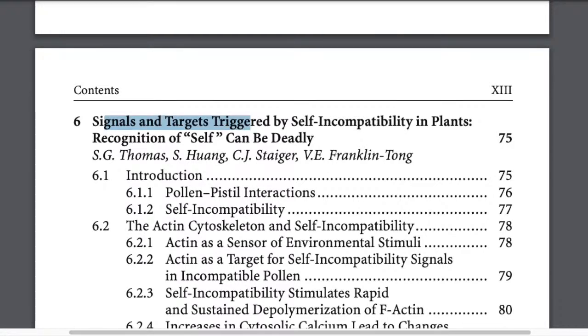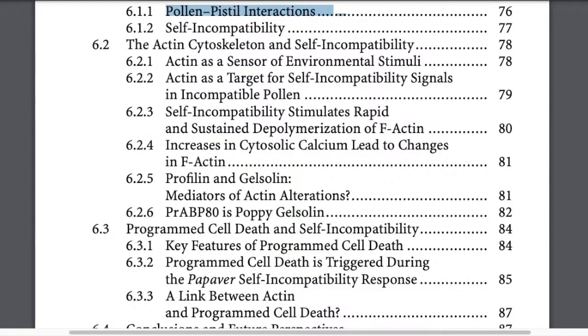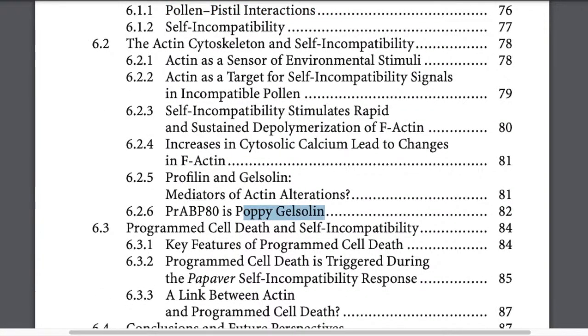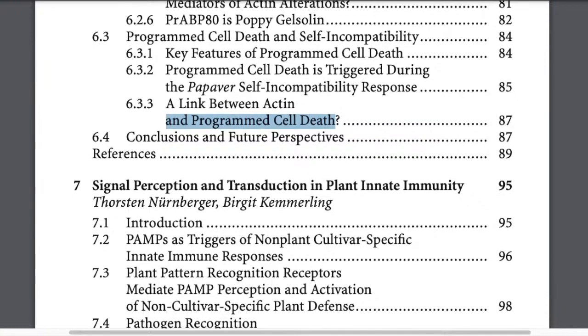Signals and targets triggered by self-incompatibility in plants. Recognition of self can be deadly. Wow. The actin cytoskeleton and self-incompatibility, pollen-pistil interactions. Interesting stuff here. But see, this is Poppy. Yeah, this is wow, a link between actin and programmed cell death. Page 27 sounded interesting. All right, that's on the note. We get that noted here.